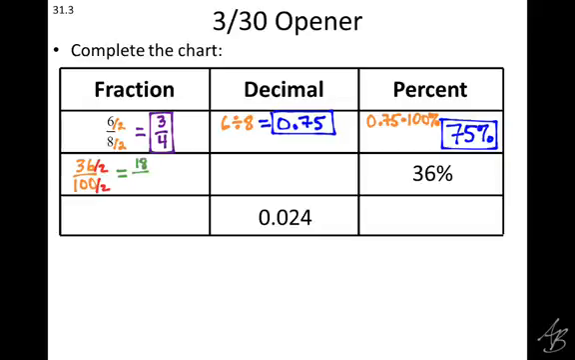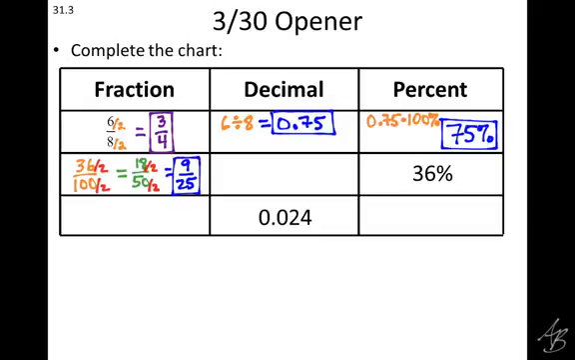18. And 100 divided by 2? 50. Okay, can I reduce that? Yeah, reduce again by 2. 18 divided by 2 is? 9. And 50 divided by 2. 25. Can I reduce that? No.